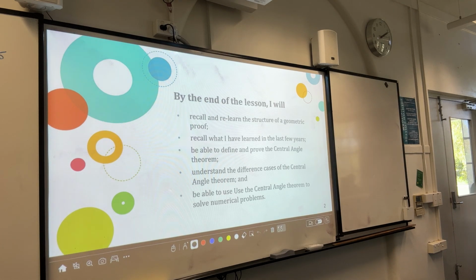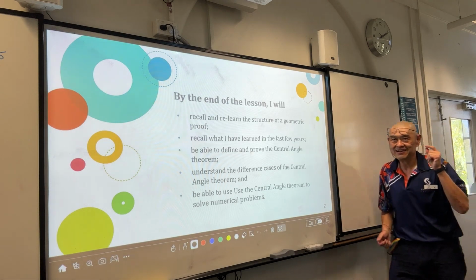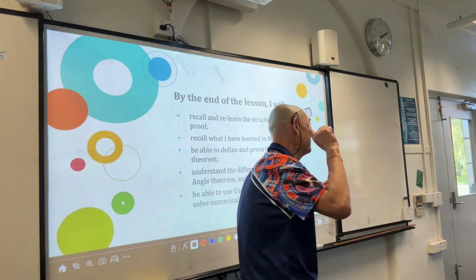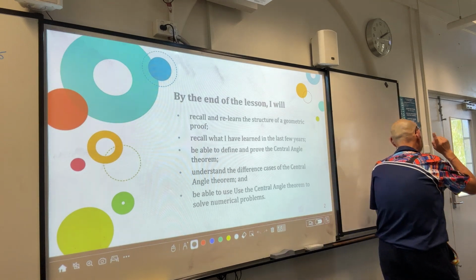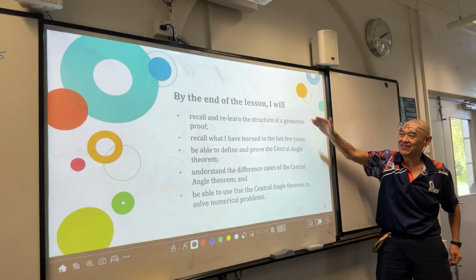How do we write proofs? You should have learned it in Year 9 and Year 10 when you were writing your proofs for similar triangles and also congruent triangles. Can you all remember that? The structure is basically the same. So we'll recall and relearn all this.